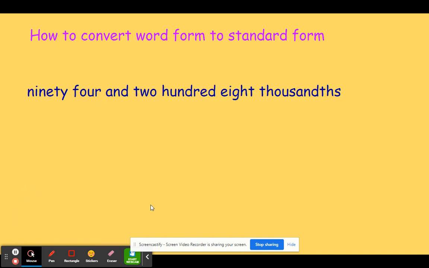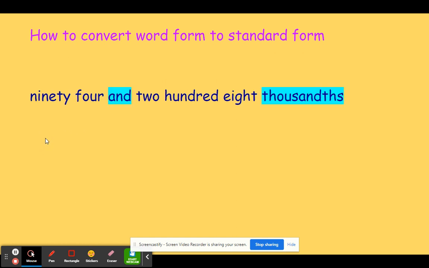Okay, so this is how you convert word form to standard form. Look at this, 94 and 208 thousandths. Your first step is highlight any keywords that tell you the decimal place value. So for example, I highlighted thousandths. If it says tenths, hundredths, or thousandths, remember it ends in THS, highlight that. That will tell you how many shelves you need to put and how many spots after the decimal you have to go. In this case, it's thousandths, so we have to go 3 spots. Now, you highlight the word and because that signifies that you're going to have a whole number.